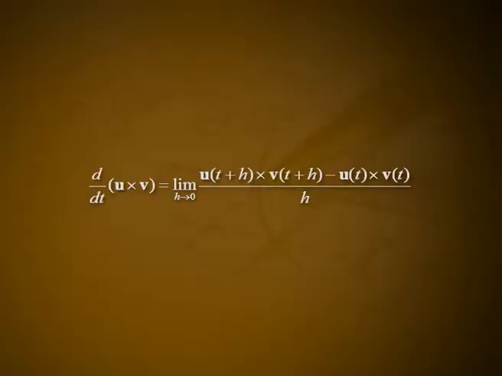Proof of the cross product rule. According to the definition of derivative, d by dt of u cross v is equal to the limit as h tends to 0 of u of t plus h cross v of t plus h minus u of t cross v of t, divided by h.